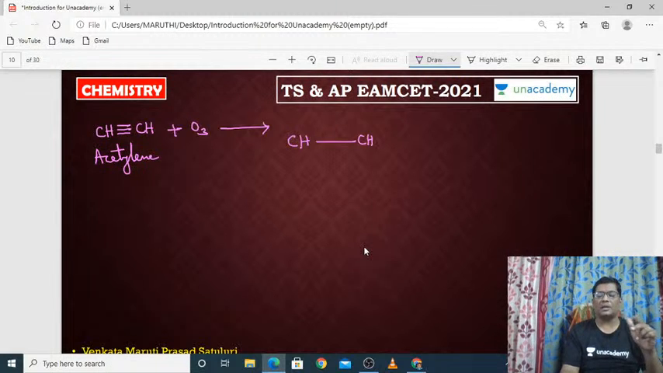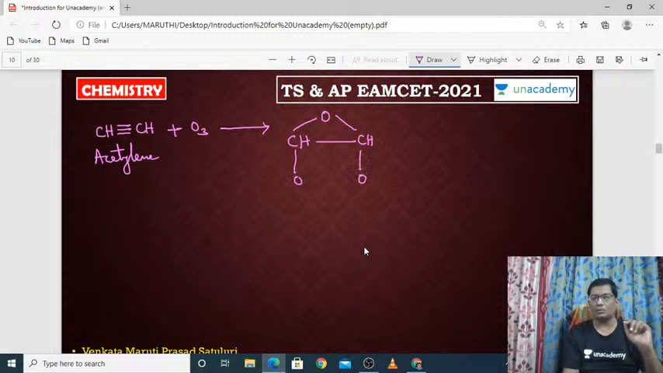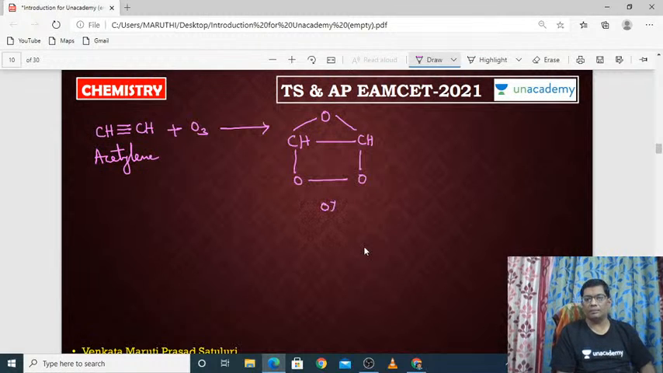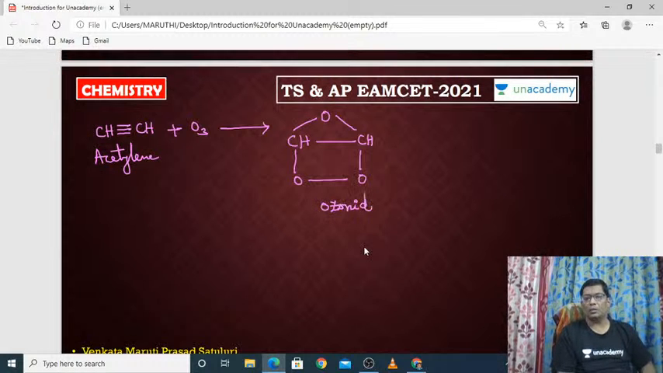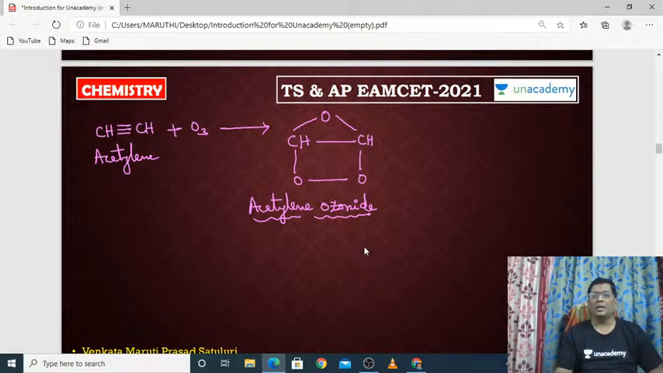After breaking of the 2 bonds, oxygen, oxygen and oxygen will be formed as an ozonide like this. It is also called an ozonide. But since this ozonide is coming from acetylene, it is called acetylene ozonide. But this chemical reaction will not stop at this moment.